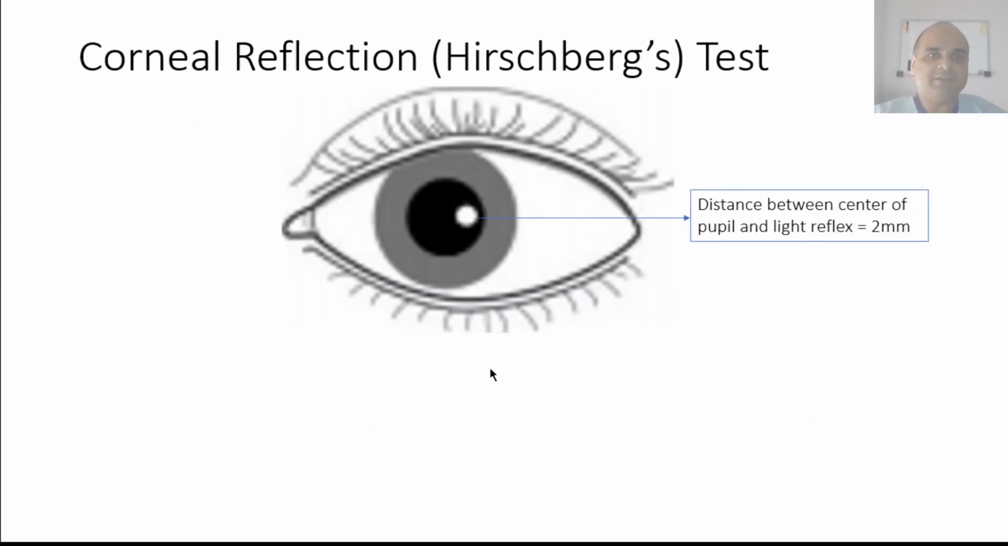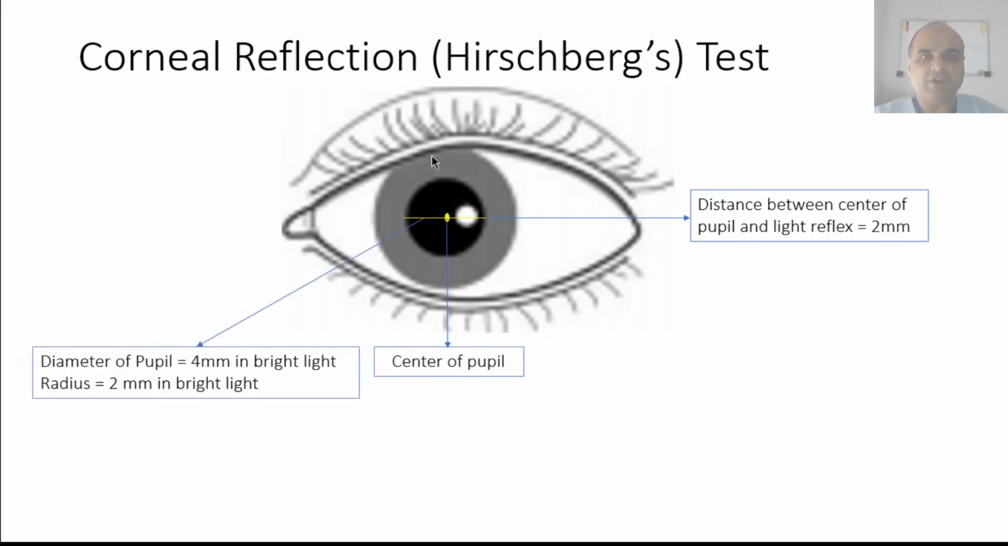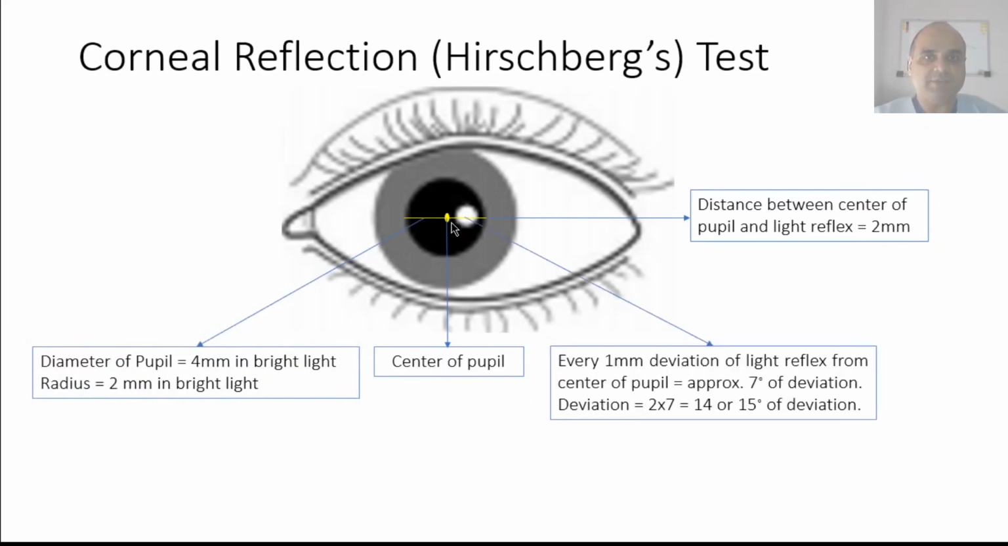So what we do is we have already determined that the light reflex has moved 2 millimeters laterally, and we know that from the center of the pupil. So this yellow circle is the center of the pupil. We also know that the diameter of a pupil under brightly lit conditions is about 4 millimeters, so the radius is 2 millimeters. And I'm adding that every millimeter of deviation, irrespective of direction, whether outwards, upwards, downwards, nasally, medially, laterally, superiorly or inferiorly, equals 7 degrees of deviation.